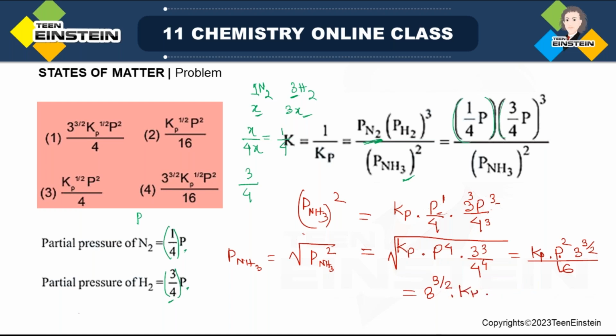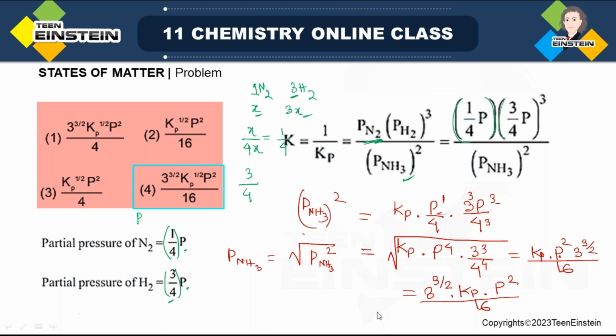Just I'm trying to match with the options. Then it is P square, and then 3 to the power 3, if you take root, it will be 3 by 2, as if it is 3 into half. So that is why I have written 3 to the power 3 by 2. And 4 to the power 4, if you take root, it will be 4 to the power 2, which is 16. So it is matching with which option? Last option, right?